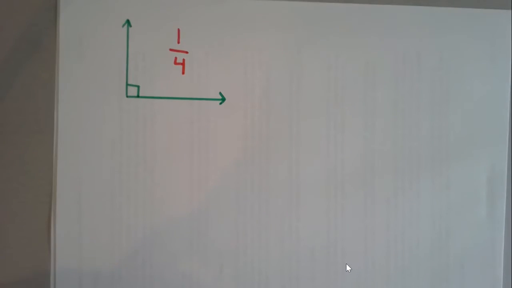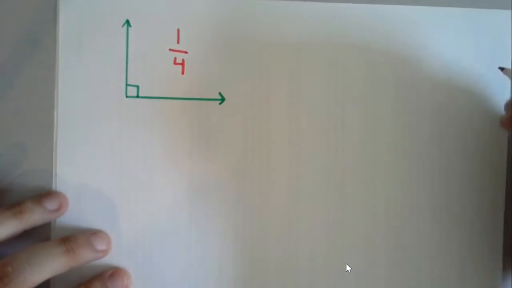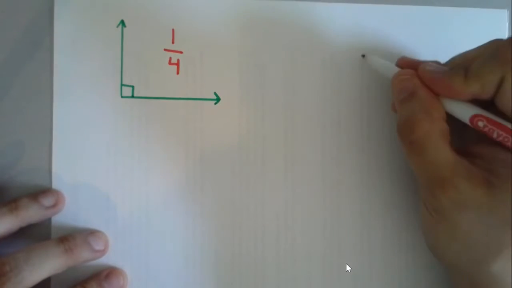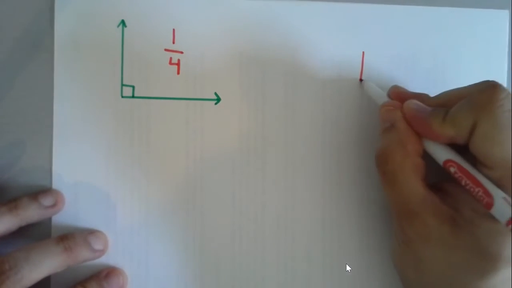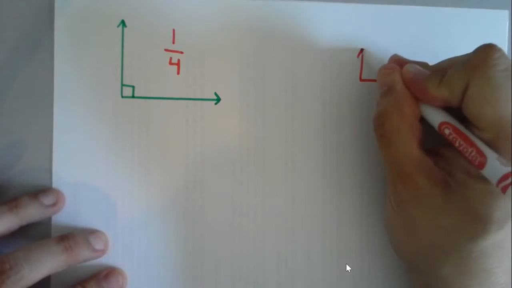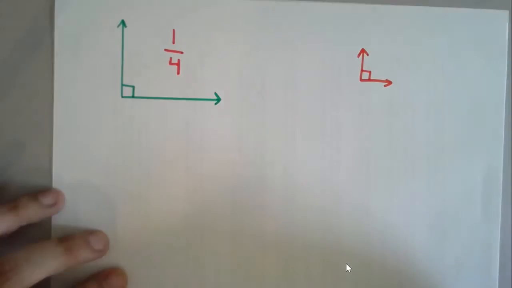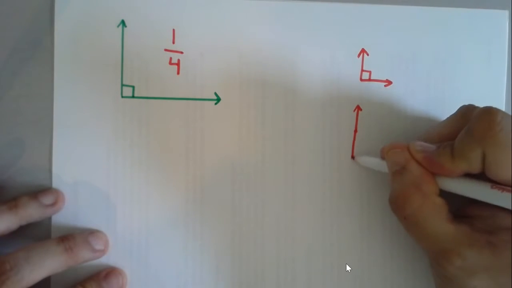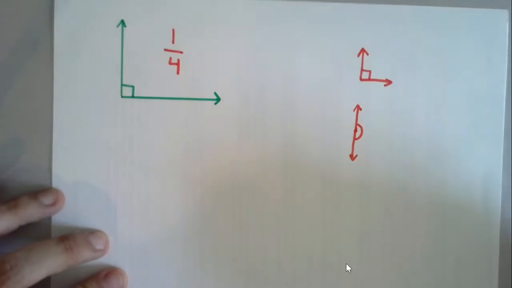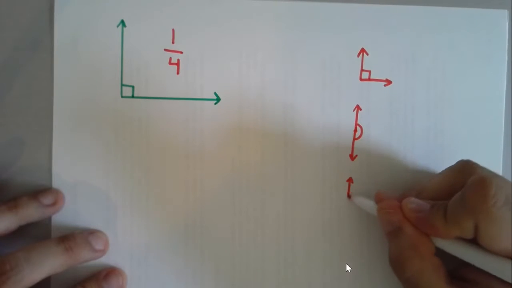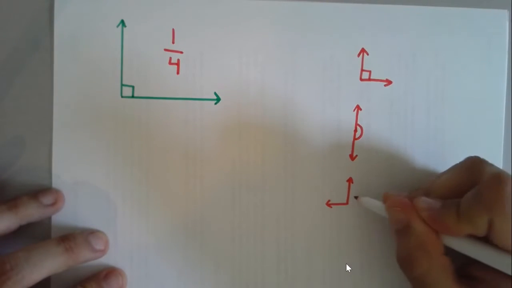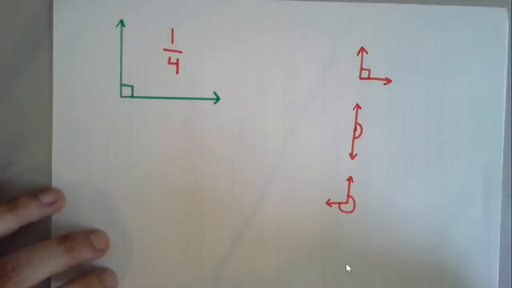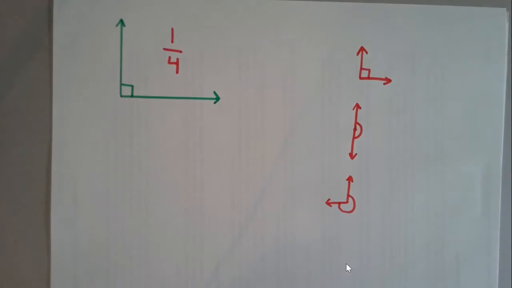Here's the problem, though. I know from what we were just talking about that I can have a quarter turn. I'm going to just freehand them here. I can have a quarter turn. I could have a half turn. I could even have a three-quarter turn that goes all the way around almost. But what if I want something in between?